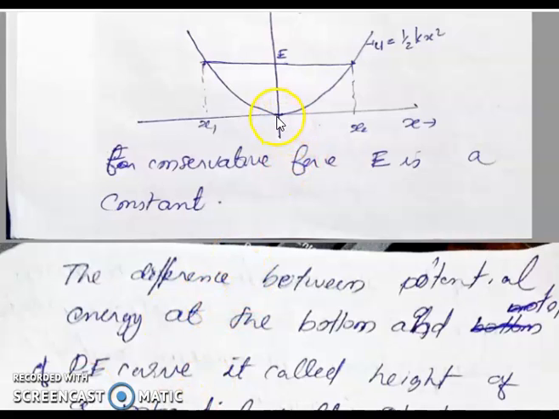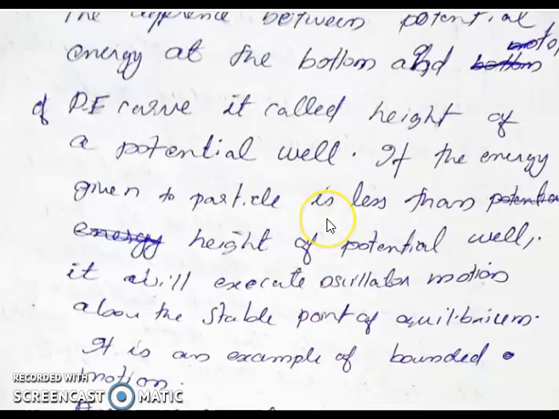And the height of the potential well should be calculated from the bottom of the potential energy curve to the top of the potential energy curve, equivalent to the total energy. Now, if the energy given to the particle is less than the height of the potential well, the particle oscillates about its mean position. If we provide certain external energy greater than the maximum, it will come out of the potential well, and further it will not execute oscillatory motion.